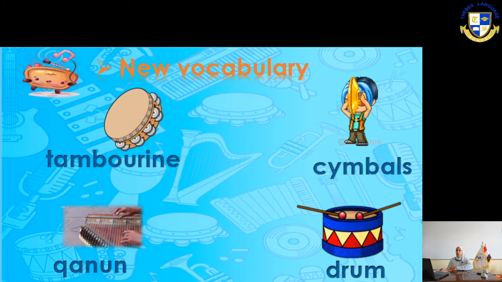Now, my dear pupils, look at the pictures very well so you can understand the instruments. When you look at the pictures, you will know the instruments because, of course, I think that you have seen them before. Picture number 1, tambourine. Cymbals. Qanun. Drum.